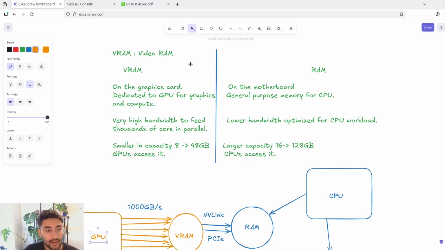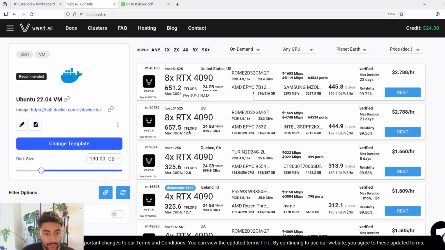So going back to this drawing here, we see that VRAM sits on the graphics card, whereas our traditional RAM sits on the motherboard, right? VRAM is dedicated to the GPU for graphics and compute. Our RAM is general purpose memory for the CPU. VRAM has very high bandwidth to feed thousands of cores in parallel. So GPUs are very heavy in parallel processing, whereas our normal RAM has low bandwidth, but it's optimized for CPU workload. So coming back to the bandwidth point again, we see a really high number for bandwidth, right?